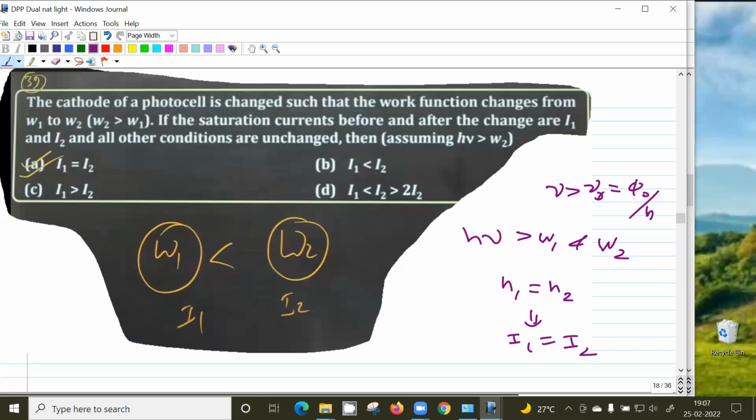Suppose the second work function is very large, then there won't be any emission of photoelectrons. But in the first case, there will be emission of photoelectrons equal to the number of photons. So this assumption is made: the incident photon has sufficient energy to knock off electrons. Yes, sir. In that situation, the intensity will be the same.